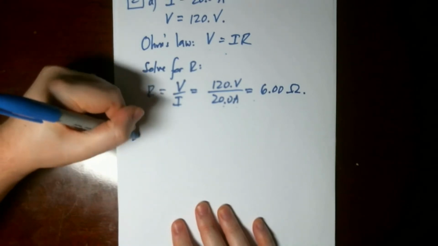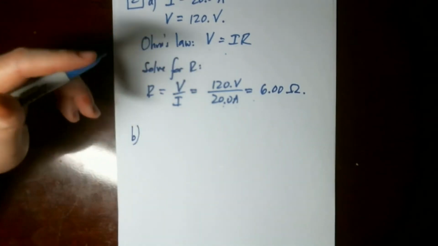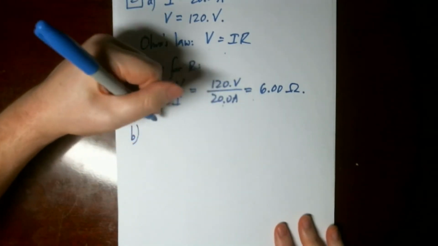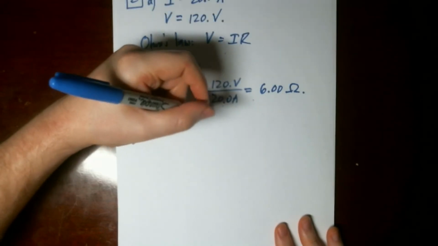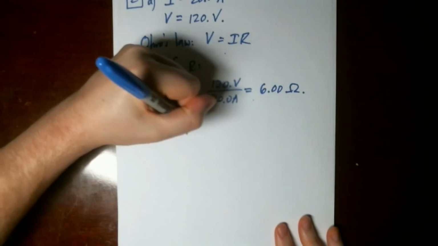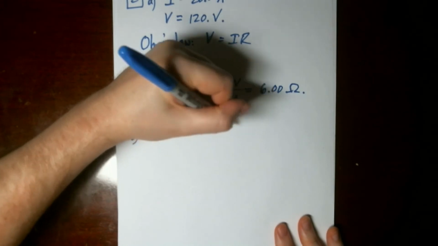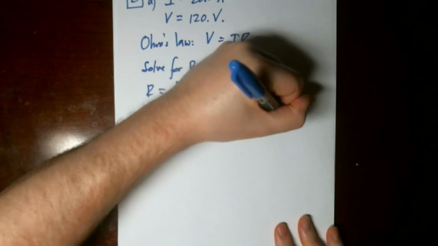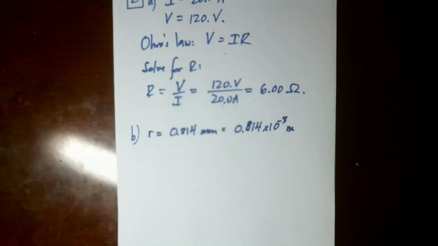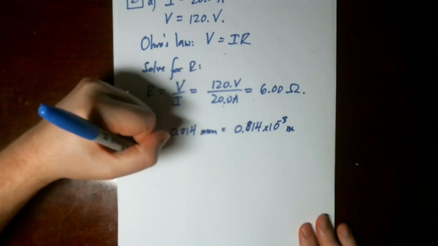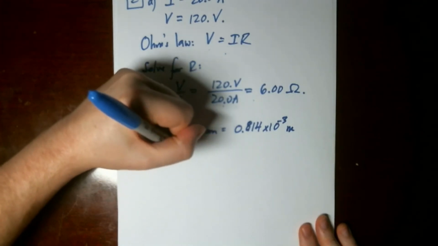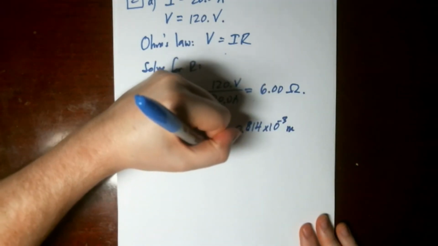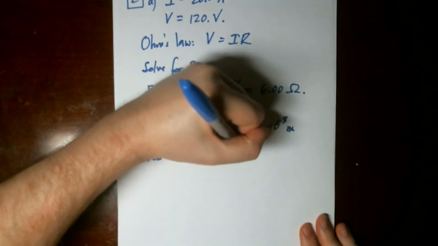And for part B, if we want 14 gauge copper wire to have this resistance, how long should it be? So 14 gauge wire has a radius of 0.814 millimeters, and I'm going to write that like this. And copper has a resistivity of 16.78 nano-ohm meters. And I'll rewrite that as this.